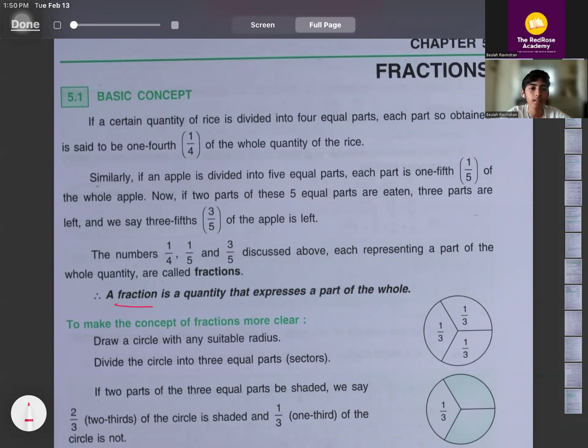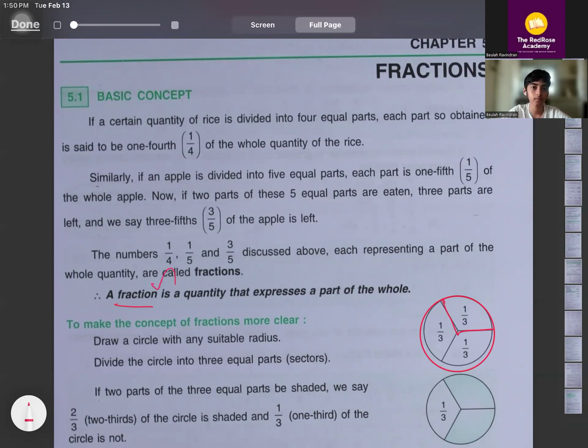So what is a fraction? A fraction is a quantity that expresses a part of a whole. What is the meaning? If there is some whole, you are considering a portion. So a part of the whole portion is said to be a fraction.